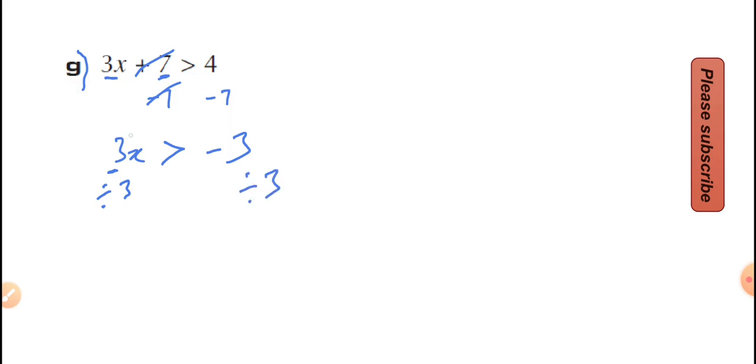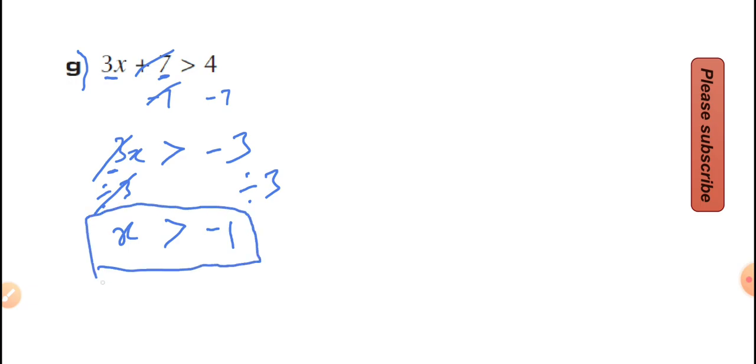So now on the left hand side, the times 3 and the divide 3 cancel out, leaving us with just x. And on the right hand side, minus 3 divided by 3 is just minus 1. So now the answer is x has to be greater than minus 1.